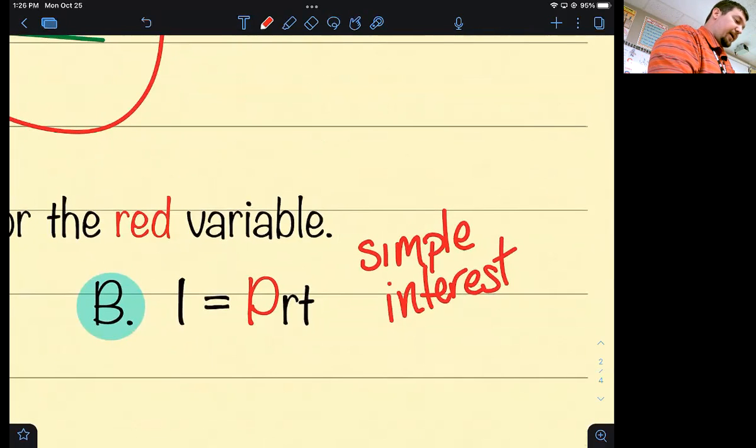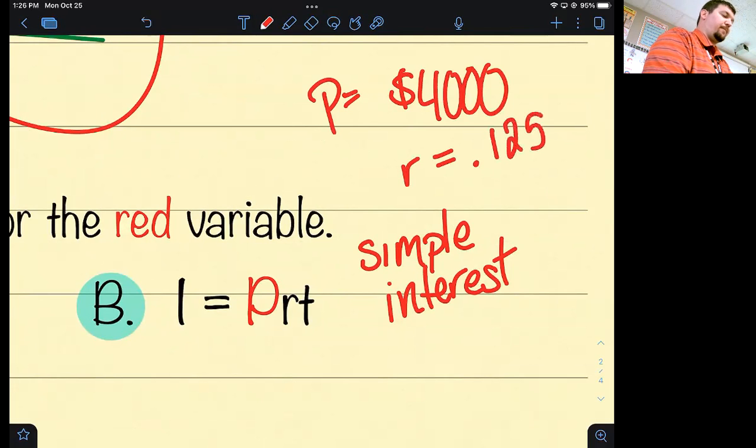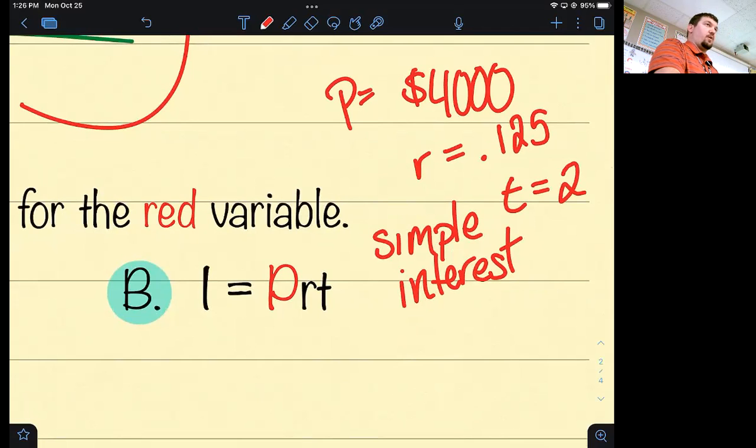Basically, if someone said that you put a loan down or you had to borrow $4,000 from the bank to buy a used car, that would be your principal. And your interest rate, we'll say is 12.5%. So 12.5% as a decimal would be 0.125. And then your time, you're going to pay this loan off in 2 years. You would multiply 4,000 times 0.125 because 12.5% as a decimal times 2. And that would tell you what the interest is.